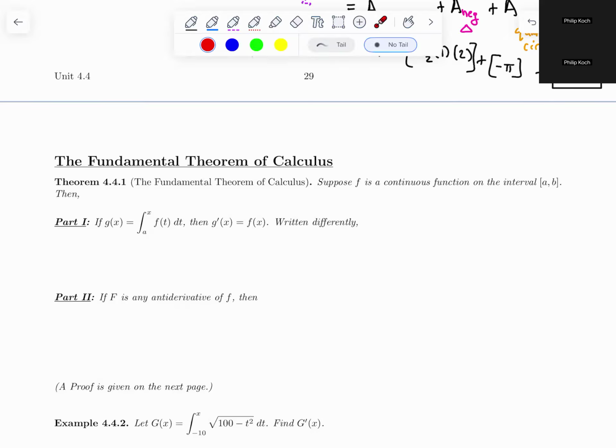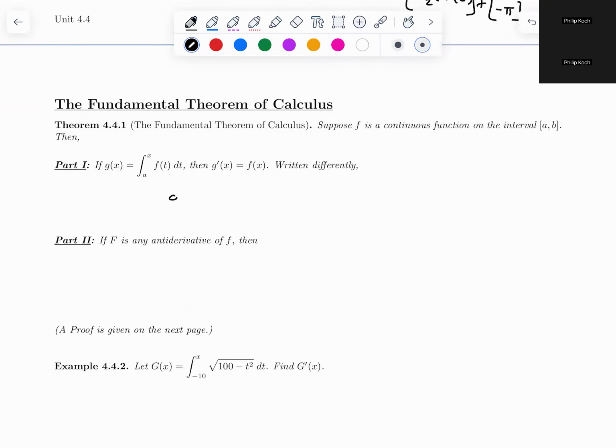So the fundamental theorem says, suppose that f is a continuous function on an interval a to b. Then, if g of x is that quote-unquote area function, so it's the integral from a to x of f of t dt, then the derivative of g is f of x. Written differently, the way that most people want to write it, and the way that makes it more clear what we're saying, is that g prime of x is equal to d dx of the integral from a to x of f of t dt, which equals f of x.